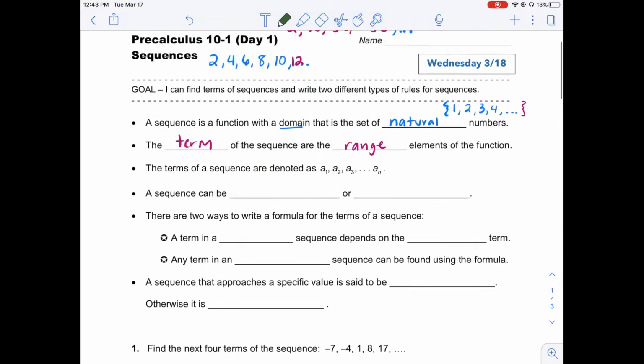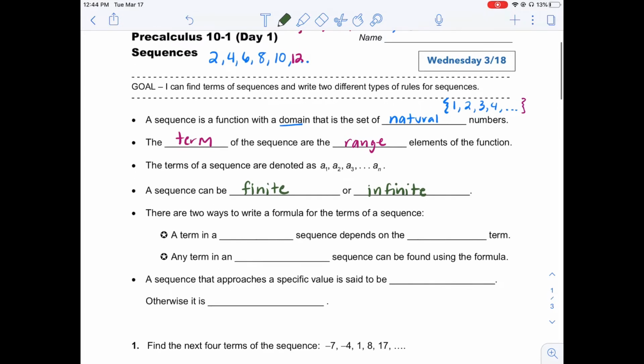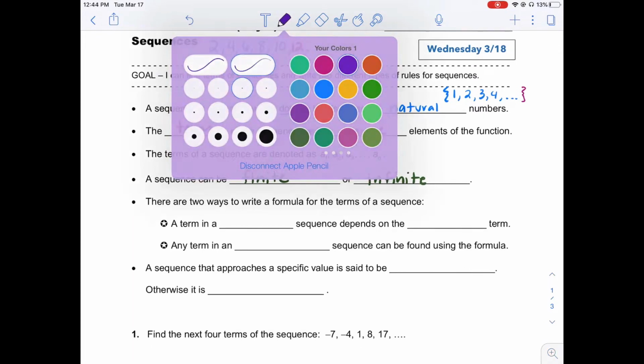The first way is that this list either can go on forever or we can cut it off. So a sequence can be finite, means it has an ending point, or it can be infinite. The list goes on forever. From there, I have a list. Our goal in this section is not just to make a list and find the next number, but it's to create rules behind them so that I could find the 100th term in the sequence without having to write out all 100 of them. And there are two ways to do this.